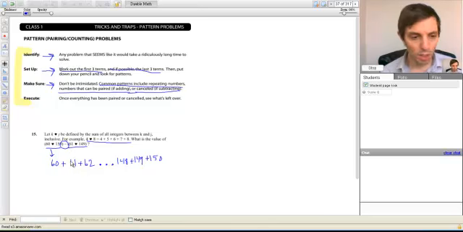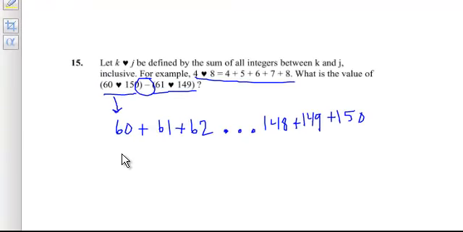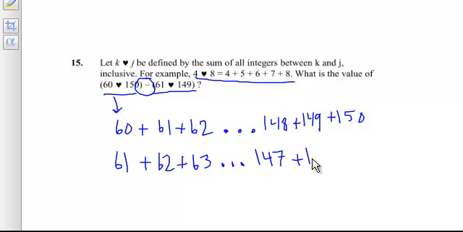So before we start worrying about the top set, let's just write out the shorthand for the second set, 61 heart 149. Well, again, the first three terms, 61 plus 62 plus 63, an ellipsis to show everything in the middle that we're not going to write out. And then the last three terms are going to be 147 plus 148 plus 149.